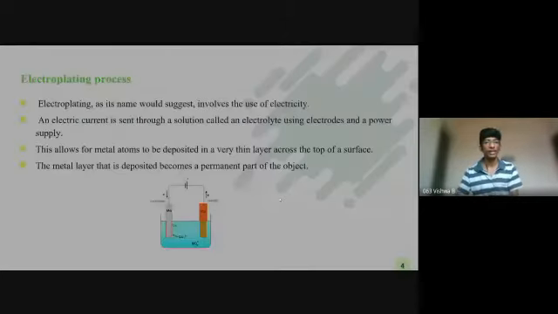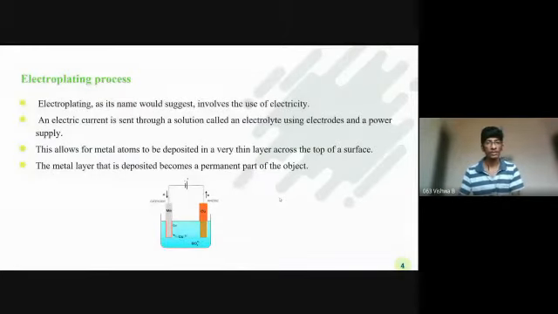In electroplating, the word electro represents the use of electricity. An electrolytic current is passed through a solution called the electrolyte, using electrodes and a power supply. The electrodes are the cathode and anode, connected to the power supply. When connected, the metal atoms from the anode are transferred to the cathode in the electrolytic bath.